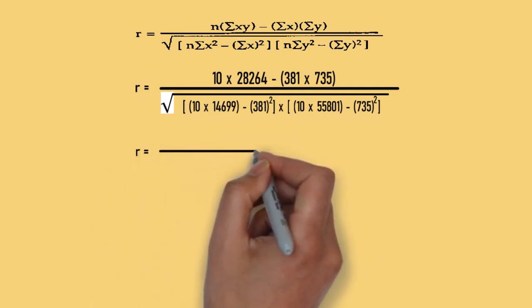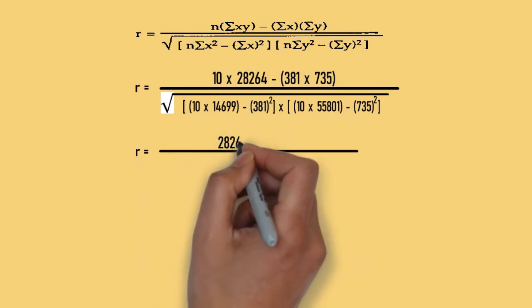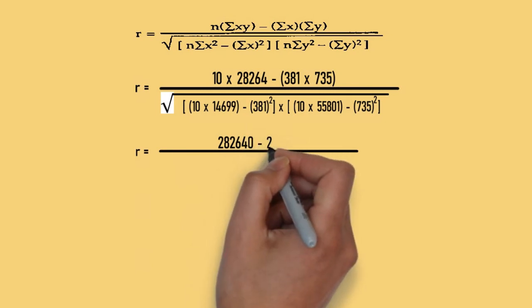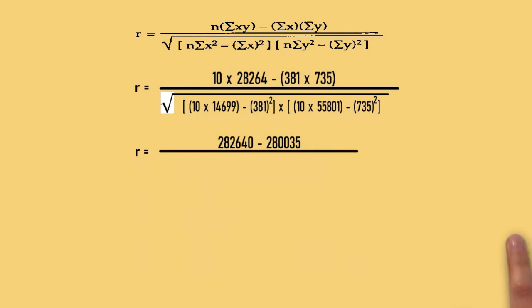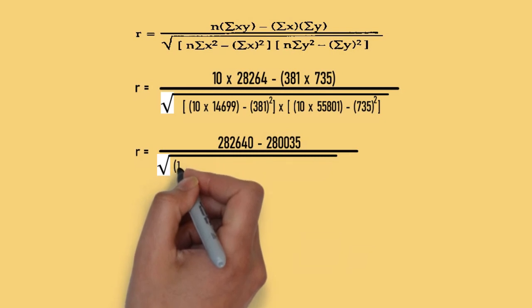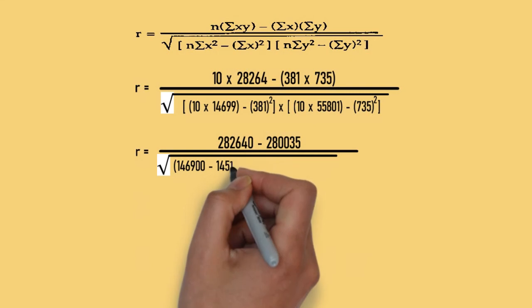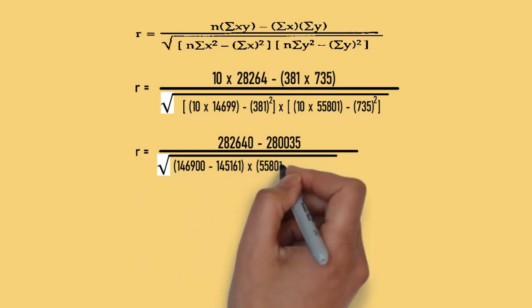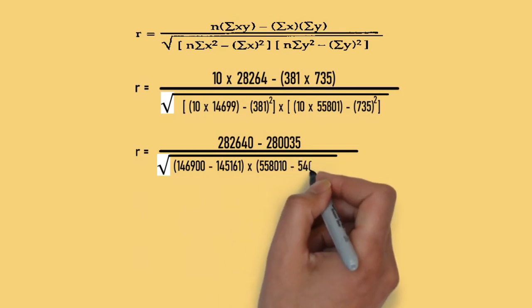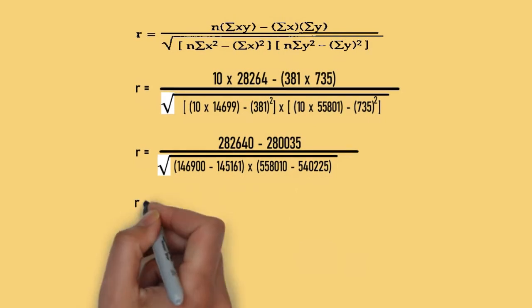Okay, so R equals 10 into 28264, which is 282640, minus 381 into 735, which is 280035, divided by 10 into 14699, which is 146990, minus 381 whole square, which is 145161, into 10 into 55801, which is 558010, minus 735 whole square, which is 540225.